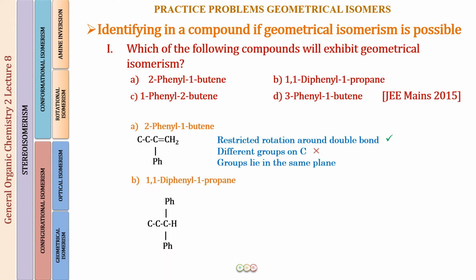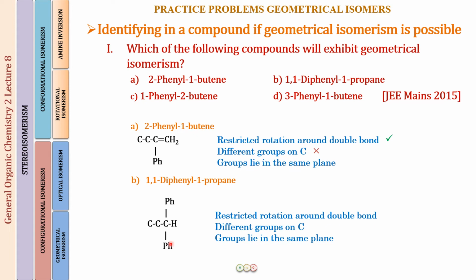So the next structure we have is 1,1-diphenyl-1-propane. So we have propane, 3 carbons, and at position number 1 we have 2 phenyl groups. So we've drawn the structure. Again, you check the three conditions. The first condition is restricted rotation. Can we see any restricted rotation over here? Well, we cannot. So this condition is not satisfied, and we do not have to move further. This compound is also not going to show geometrical isomerism, right?